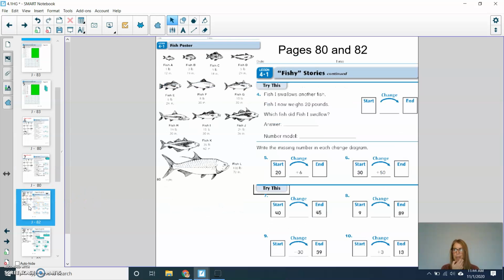Now we're going to look at page 82, and we still need to use that fish poster on page 80. Now we have a try this question. Fish I swallows another fish. Fish I now weighs 20 pounds. This time we're trying to figure out which fish I swallowed. Can you try this and then press play when you're ready to check?